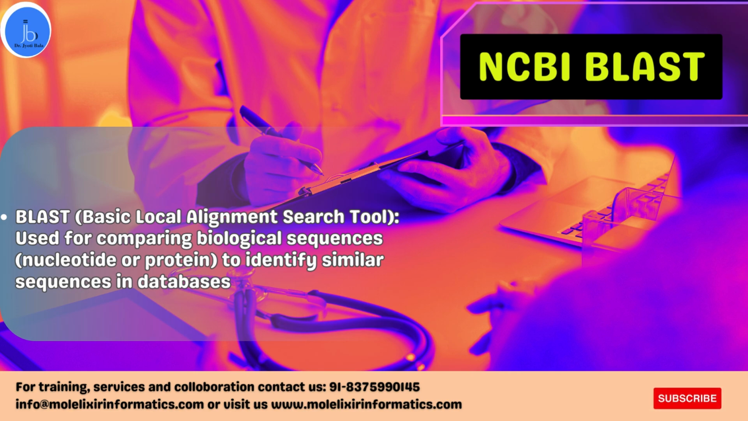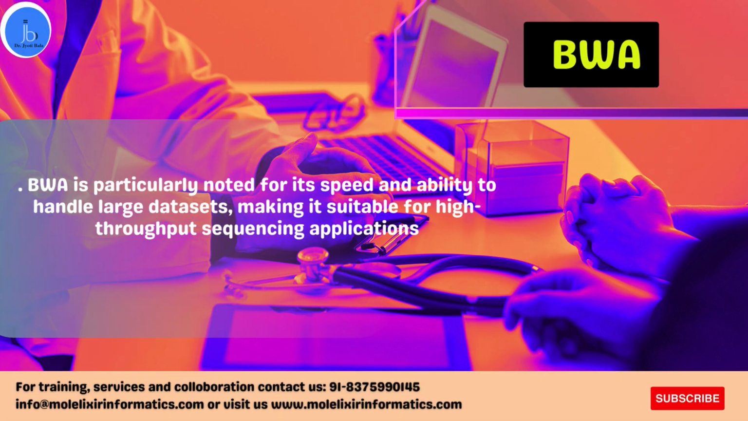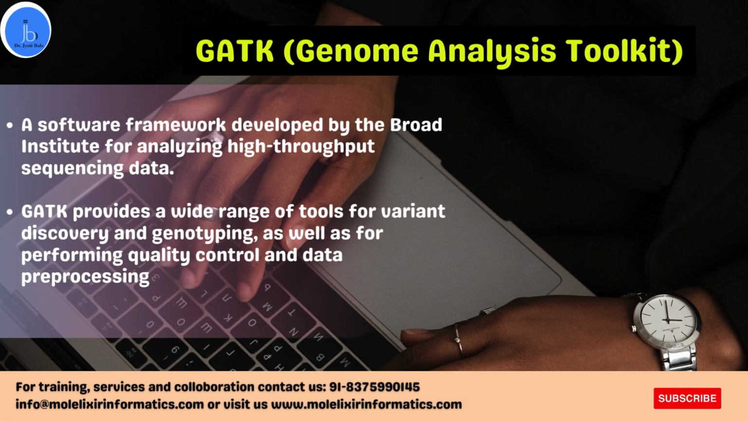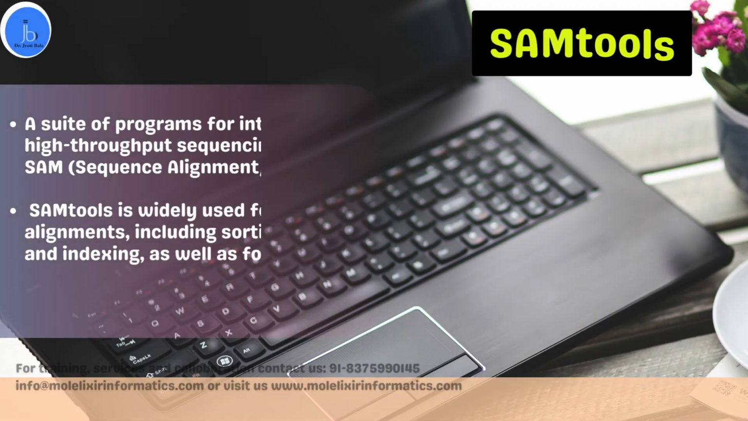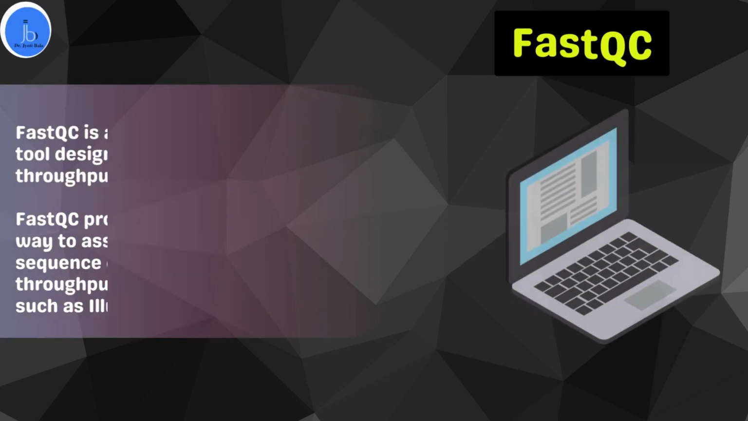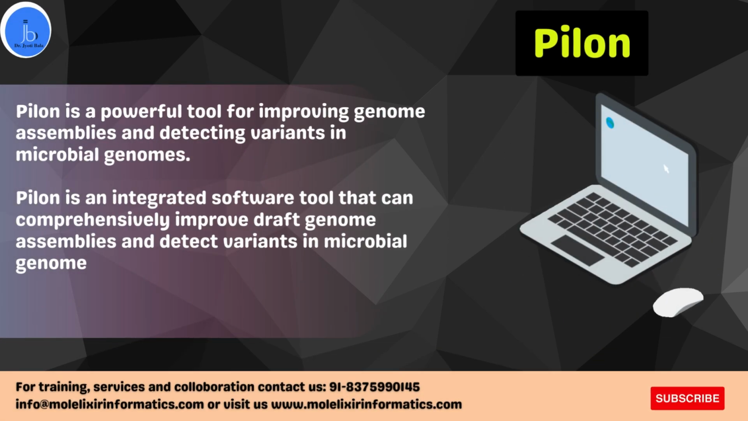You can also use BWA, a software package for mapping low divergence sequences against a large reference genome. Along with that, Genome Analysis Toolkit is often utilized. This is a software package for analysis of high-throughput sequencing data. Along with that, SAMtools. This is a suite of programs for interacting with high-throughput sequencing data. Apart from that, variant calling tools like FastQC, a quality control tool for high-throughput sequence data analysis. Next one is Pilon, an automated genome assembly improvement and variant detection tool.